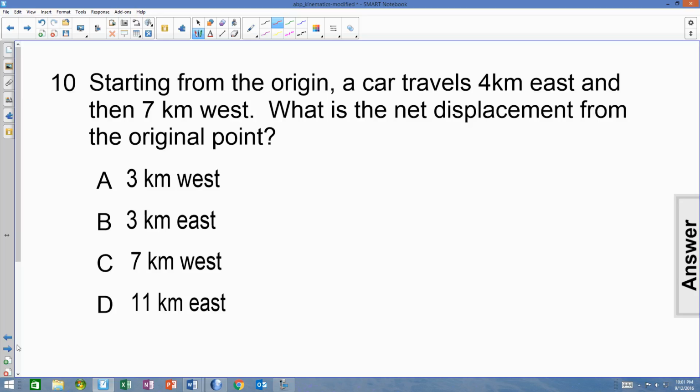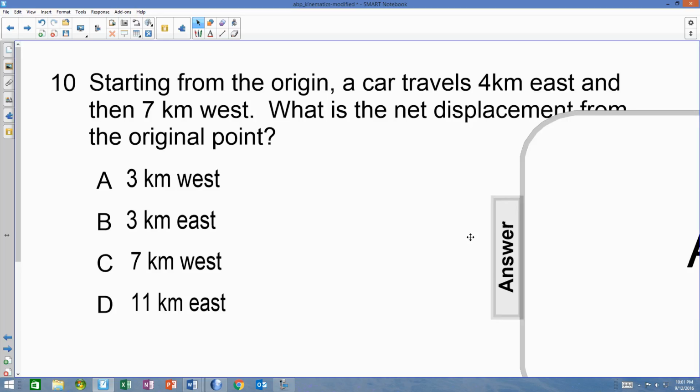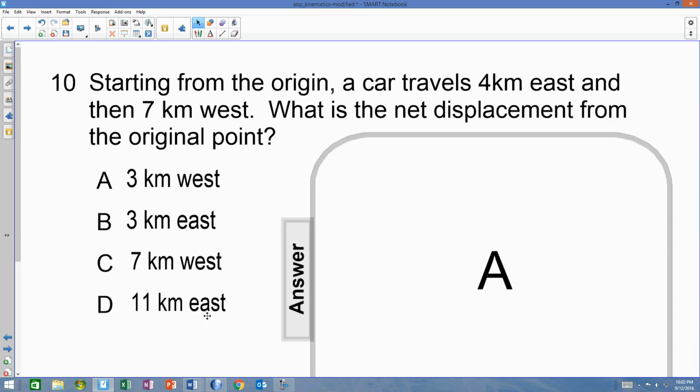Starting from the origin, a car travels 4 kilometers east and then 7 kilometers west. What is the net displacement from the original point? Pause the video now to solve this problem. Okay, so let's take a look at the solution. The answer is A. Does everyone see why you got A for the answer? If not, you might want to go ahead and make a note, and then I'll get back to you on this one. But keep in mind that you're going east and then west.